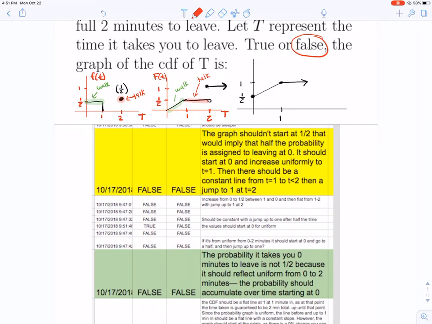One student writes, "The graph shouldn't start at 1/2. That would imply that half the probability is assigned to leaving at 0. It should start at 0 and increase uniformly to 1. Then there should be a constant line from t equals 1 to t less than 2, then a jump to 1 at t equals 2."